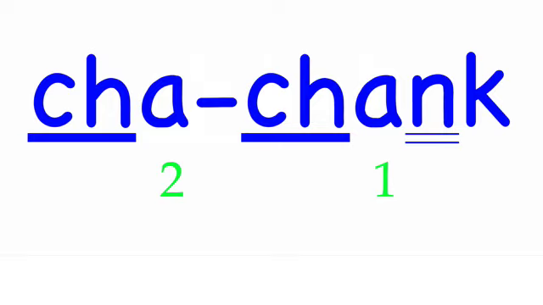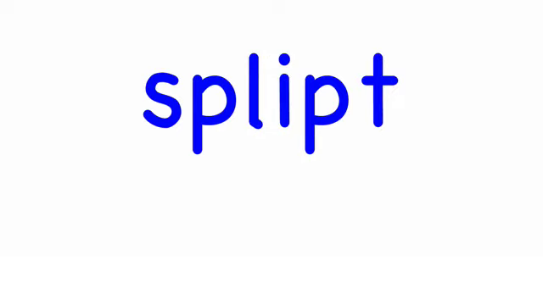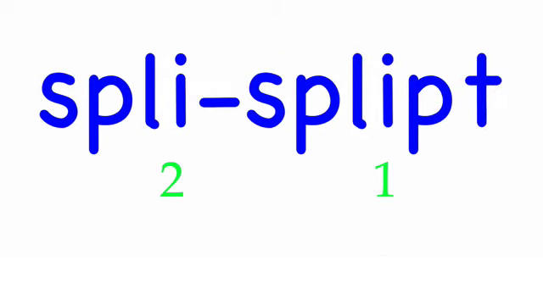Our final word pair, sply, splipped. Sply, four sounds: s, p, l, i. Splipped, six sounds: s, p, l, i, p, t. Sply, splipped. And this completes the dictation of word pairs from lesson 217.